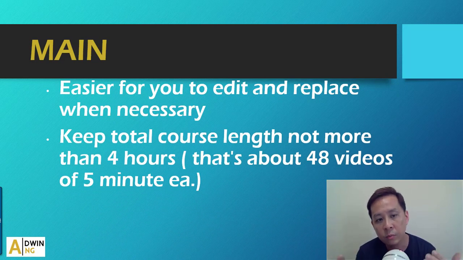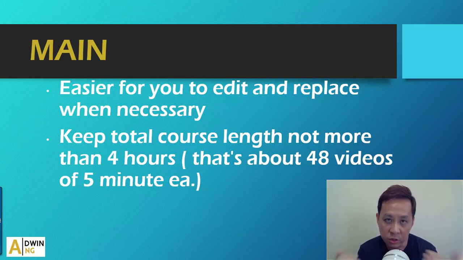You should try to keep your total course length not more than 4 hours, which is about 48 videos of about 5 minutes each. The reason is that for an online video course, you should be able to deliver whatever you want to your audience, and the audience also do not wish to spend too much time just watching video. Ultimately, they want the results and the outcome that they want. It's the implementation process that you need to bring them through.